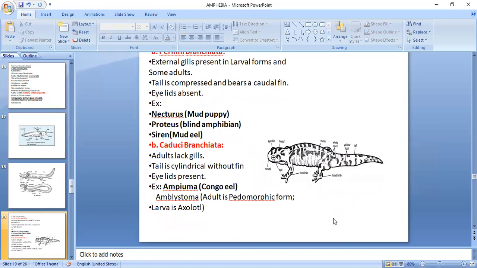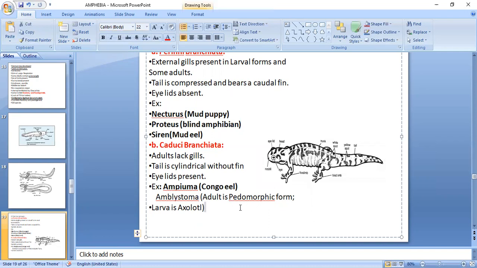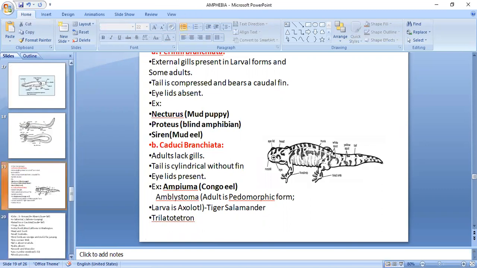Right. So Amphiuma, Congo eel, Ambystoma. The adult is pleomorphic, the larva is axolotl, and its common name is tiger salamander. There is also Triturus, Okay, so that is also an example for the Caducibranchiata. So that is about the Urodela.